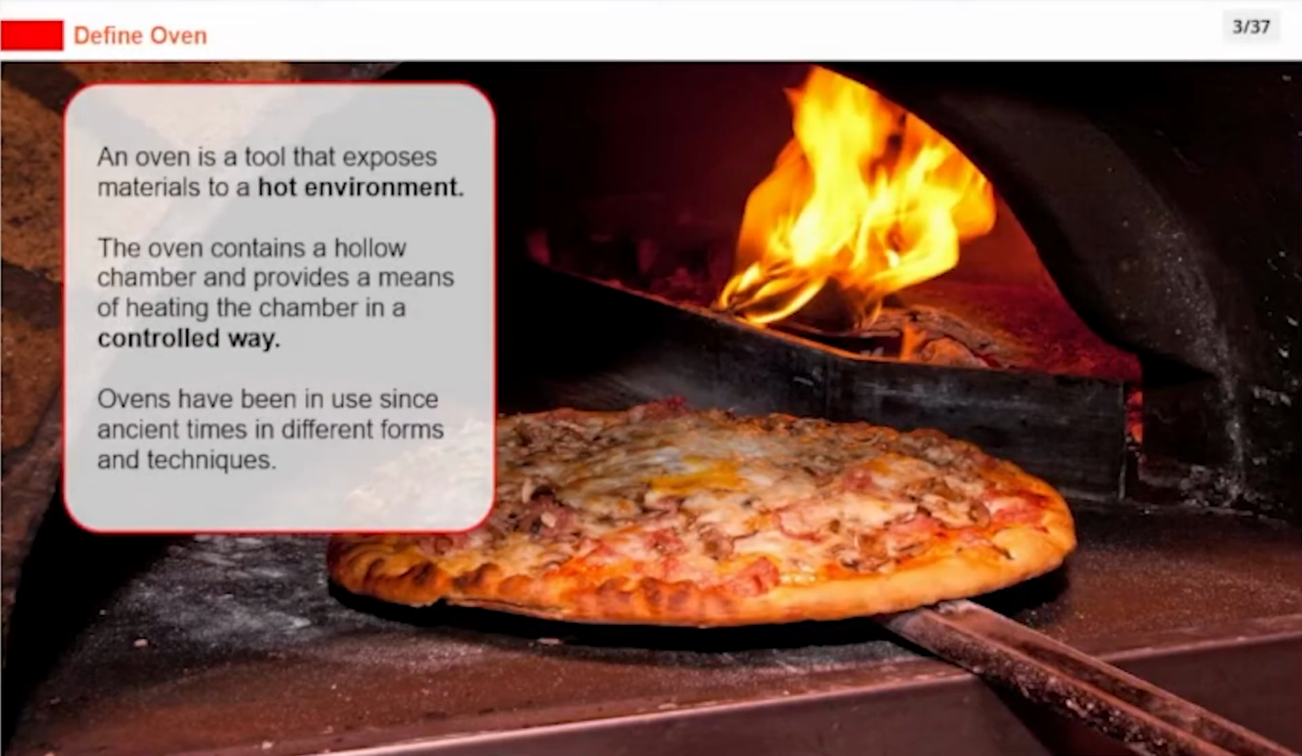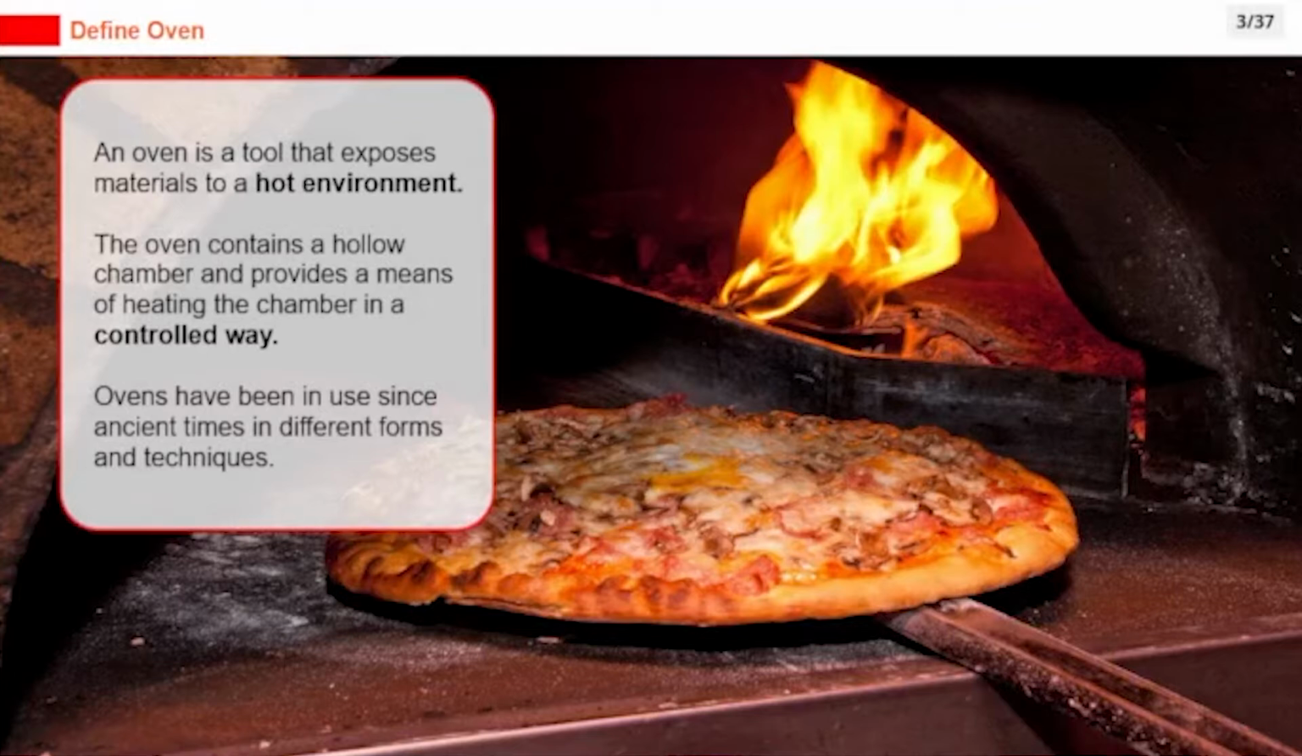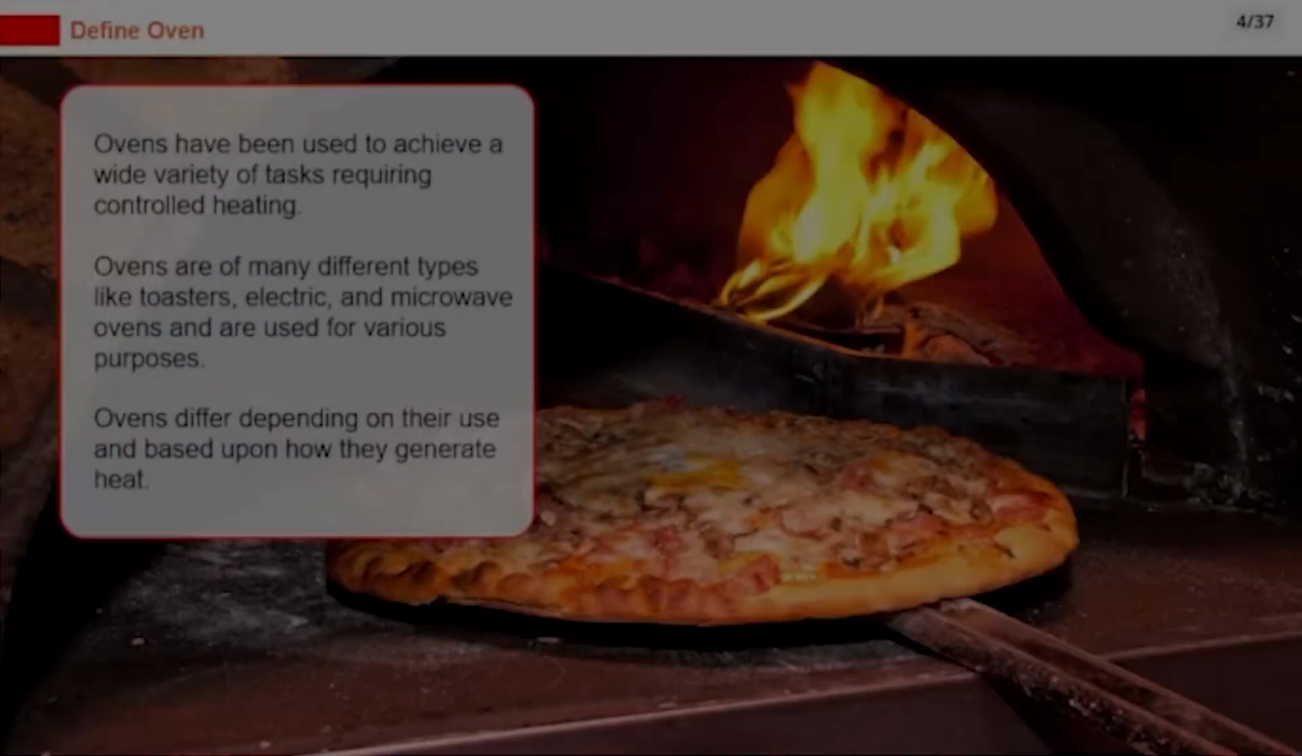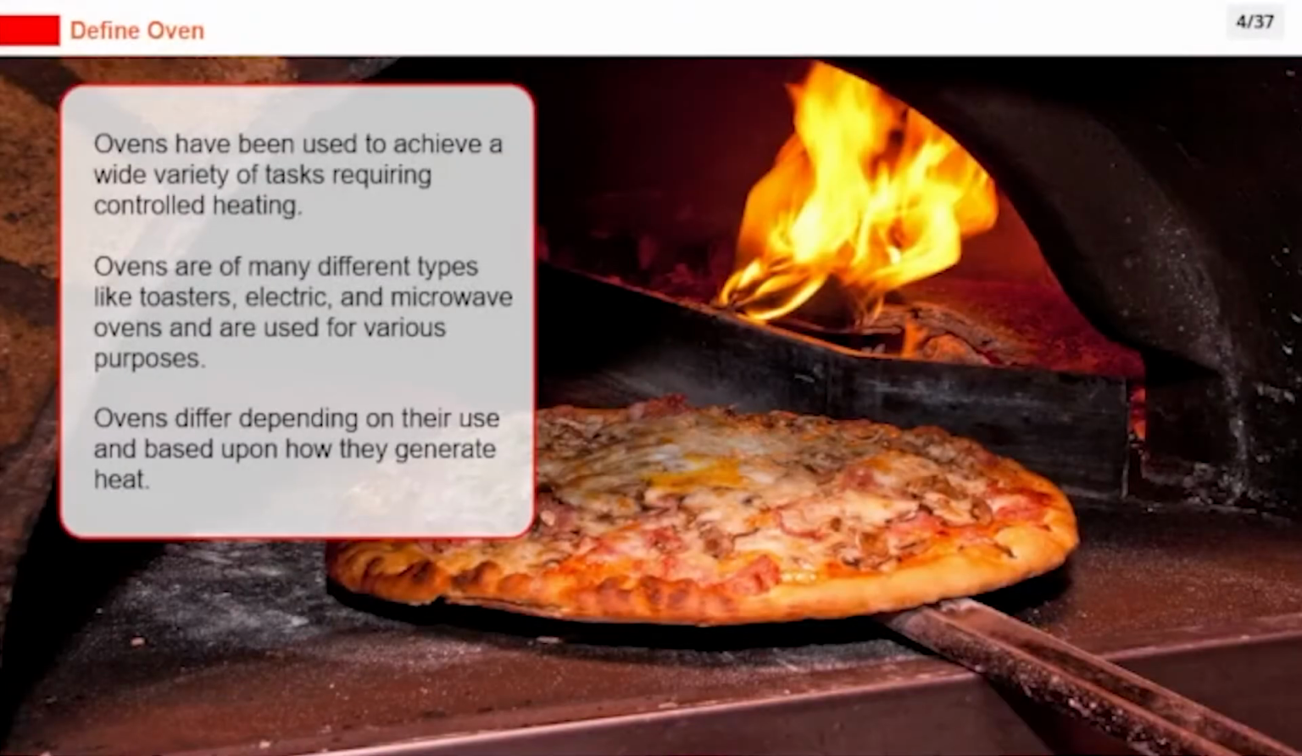An oven is a tool that exposes materials to a hot environment. The oven contains a hollow chamber and provides a means of heating the chamber in a controlled way. Ovens have been in use since ancient times in different forms and techniques. Ovens have been used to achieve a wide variety of tasks requiring controlled heating.